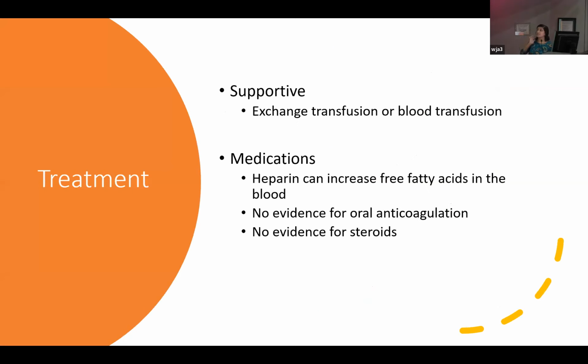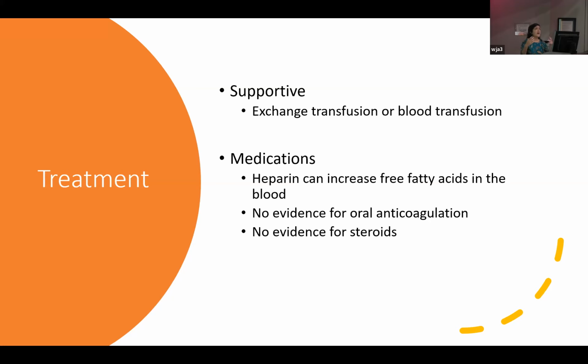The treatment is mostly supportive. So exchange transfusion removes the sickle disease cells from circulation, thus preventing them from causing further damage in the bone marrow. Blood transfusion is also an option, but felt to be less helpful because it doesn't have that same removal of the diseased blood cells.